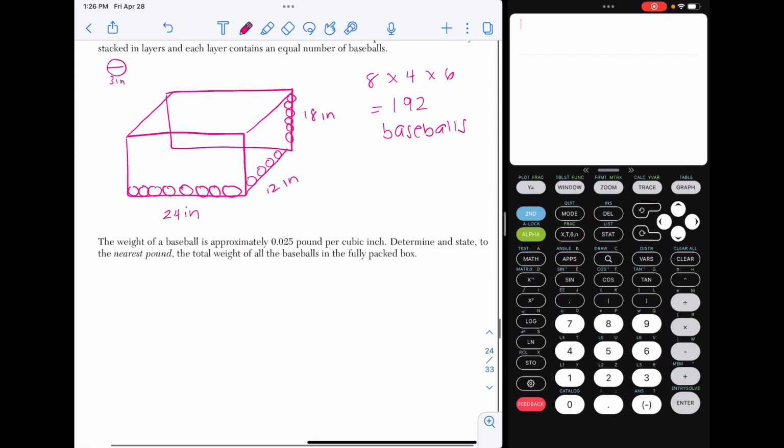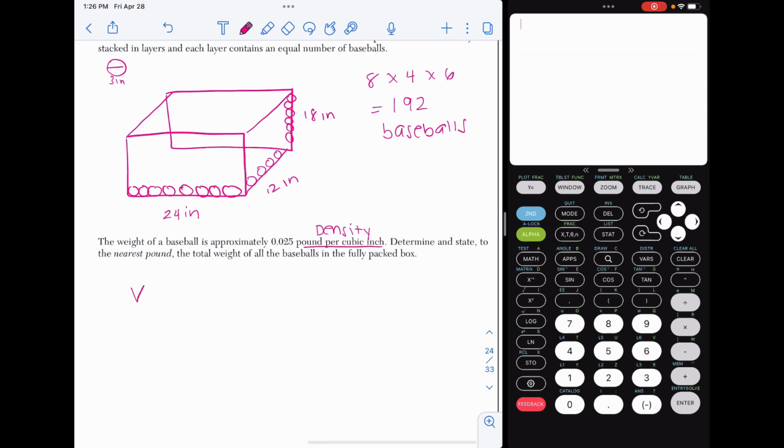Now it says the weight of a baseball is approximately 0.025 pounds per cubic inch. This is a unit for density. Density is mass over volume, and this is a unit of mass, pounds, per a unit of volume, cubic inches. Determine and state to the nearest pound the total weight of all the baseballs in the fully packed box.